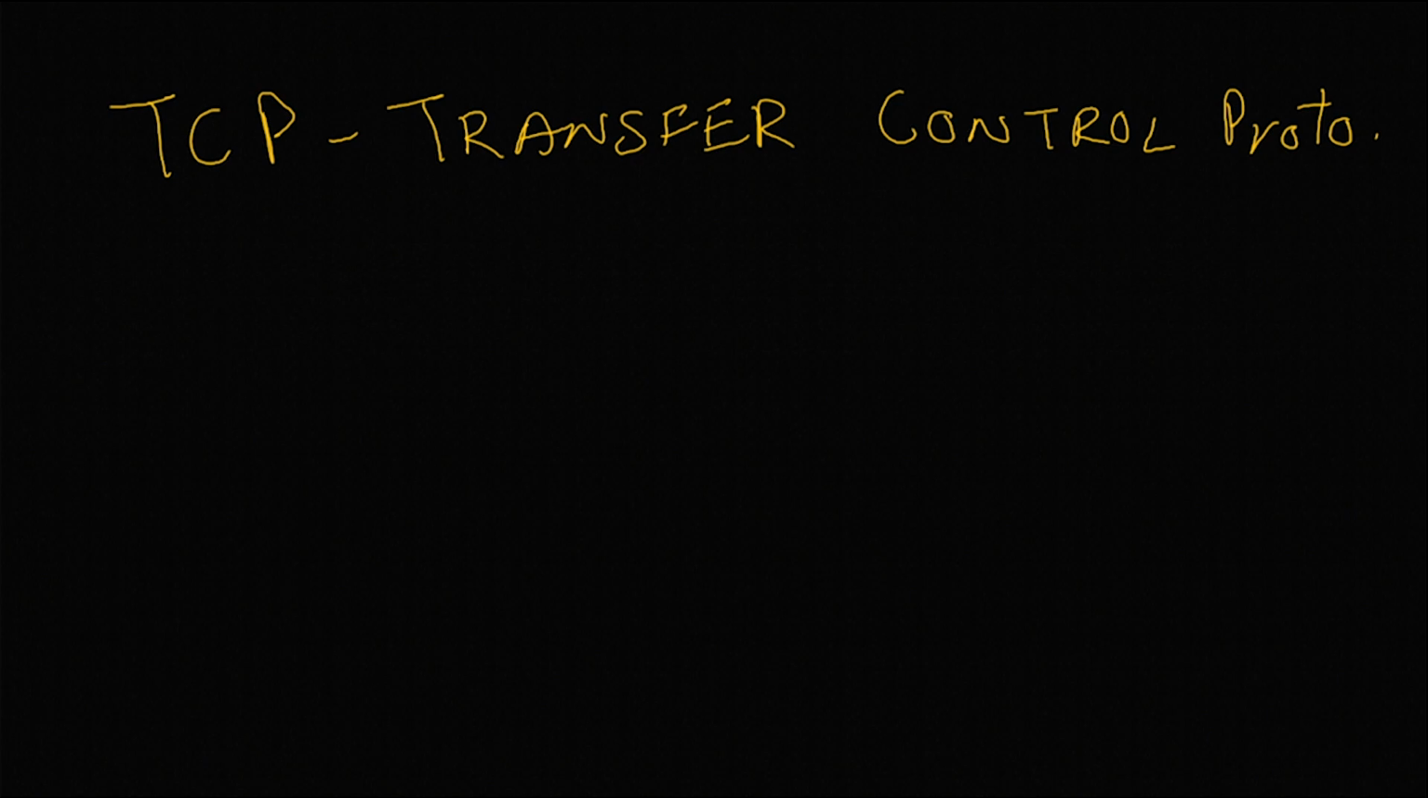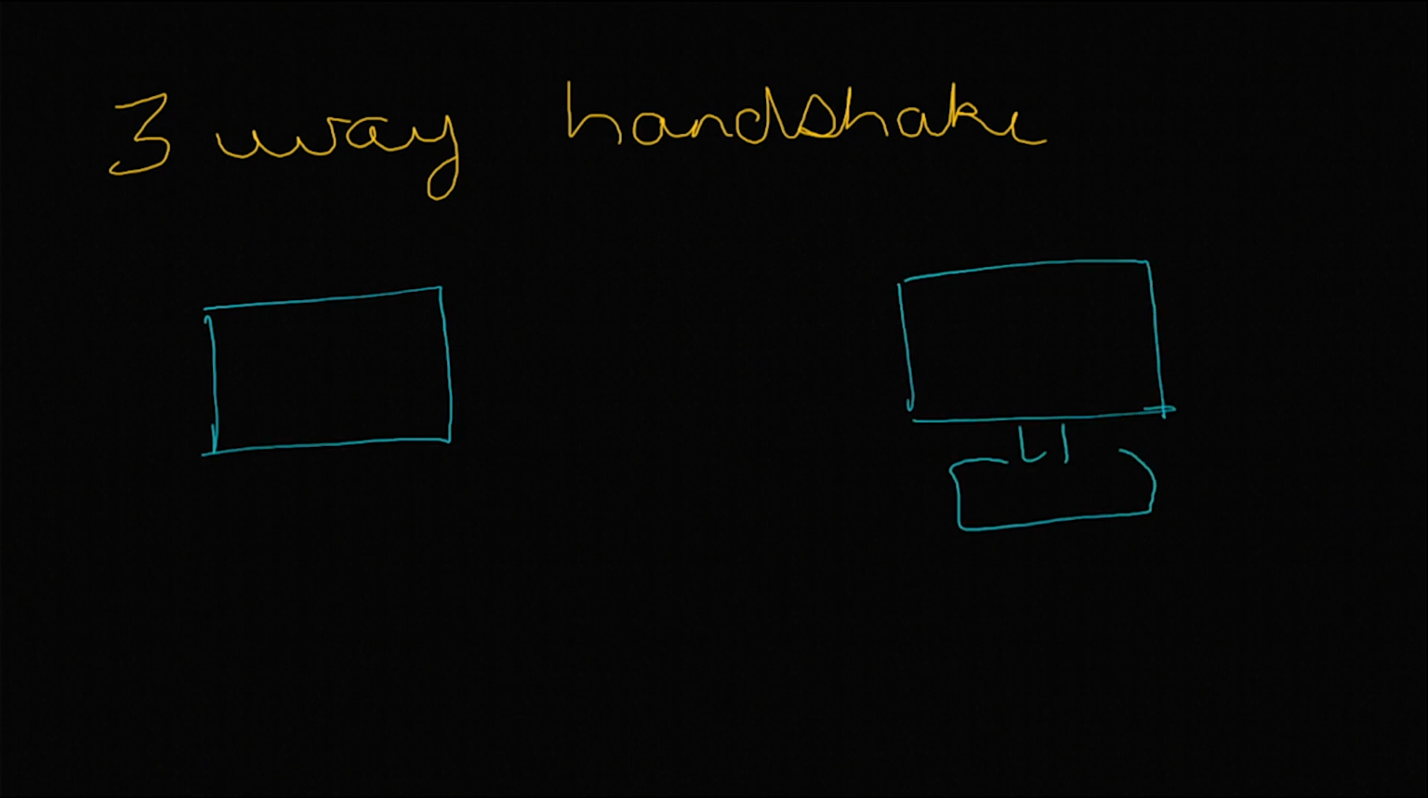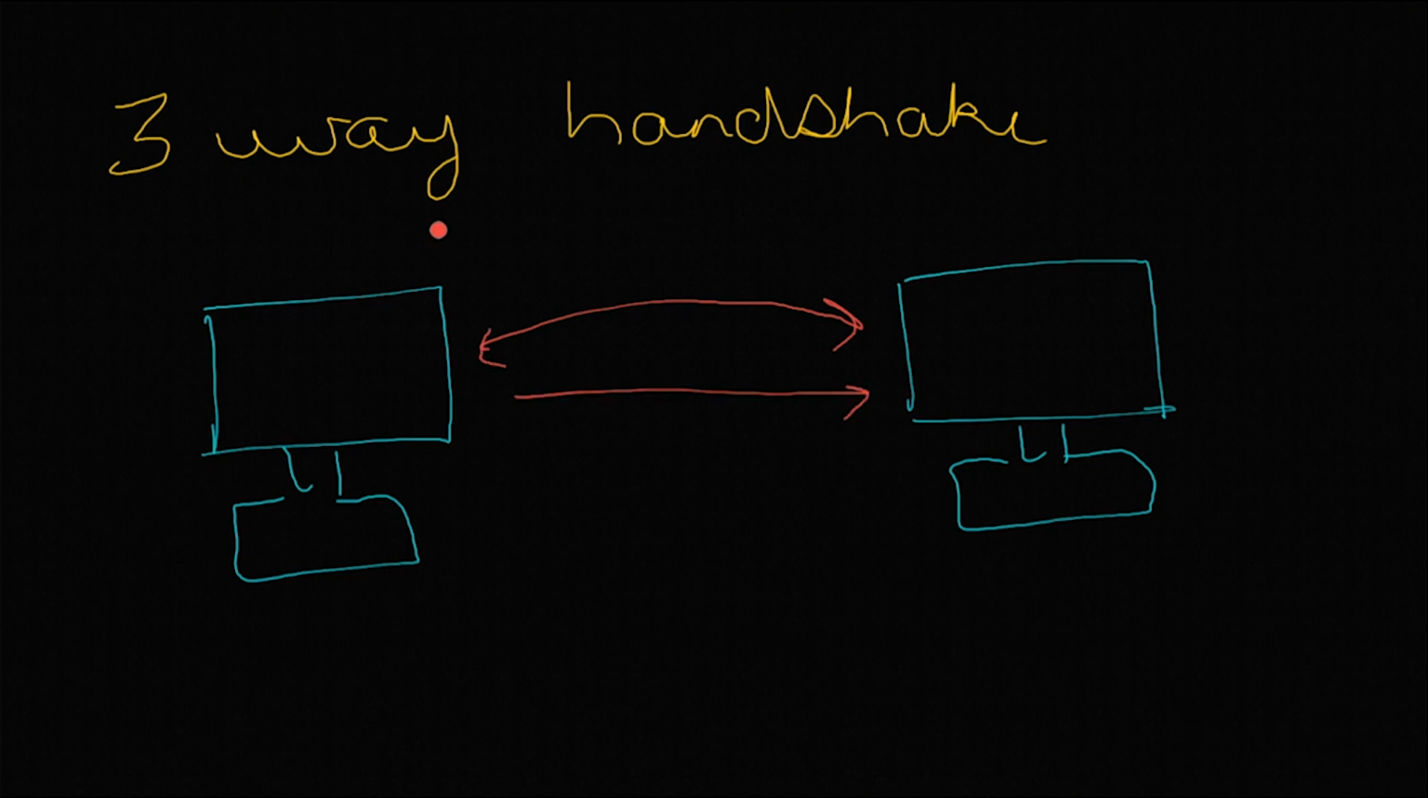What TCP does is that it basically uses a three-way handshake technique. What is a three-way handshake? Let's see. Again, we are going to take two computers, one computer here and the other computer here. I want to make them talk to each other, so they'll use a three-way handshake technique. Let me draw it first.